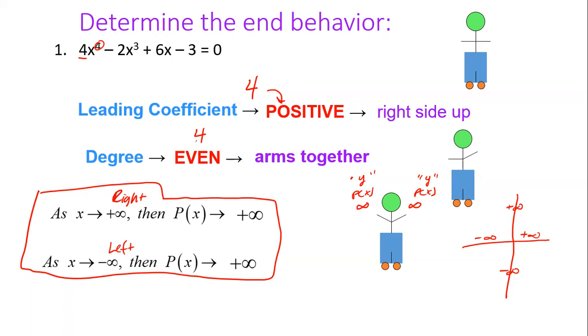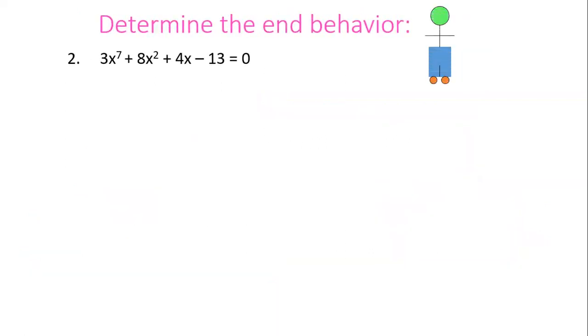All right. Are we ready to try another one? Here we go. Write it down. We have 3x to the 7th plus 8x squared plus 4x minus 13. What kind of dance is our man doing? The first thing we do is acknowledge our leading coefficient. What is our leading coefficient? 3. Is 3 positive or negative? 3 is positive.